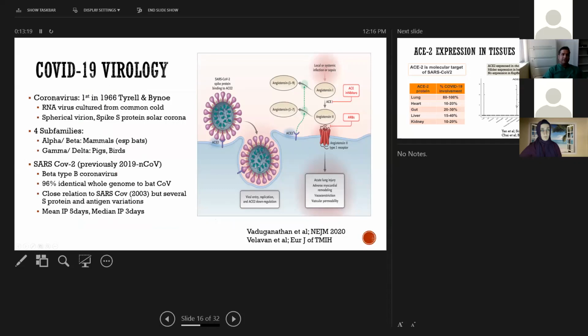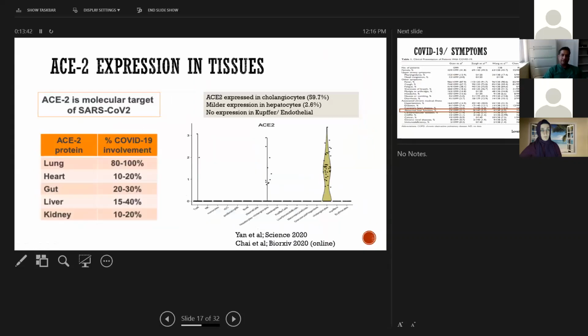So to briefly touch on COVID-19 virology, I don't want to go into too much detail. Coronaviruses were first described in 1966 by Tyrrell and Bynoe. There are 4 subfamilies, and SARS-CoV-2, which was previously called 2019 novel coronavirus, is a beta type coronavirus, and it has an average incubation period of 5 days.